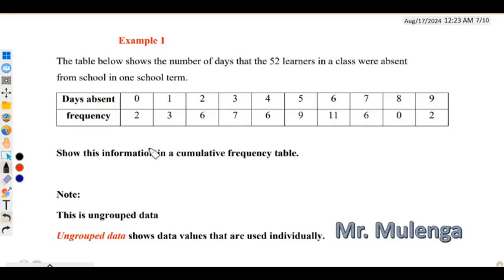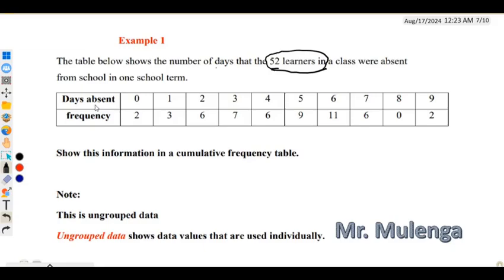So this will be our first example. The question reads, the table below shows the number of days that 25 learners in a class were absent from school in one school term. So the total number of learners is 52 learners. This table is showing us the number of days that the 52 learners in a class were absent from one school term. Okay, so here we have days absent.